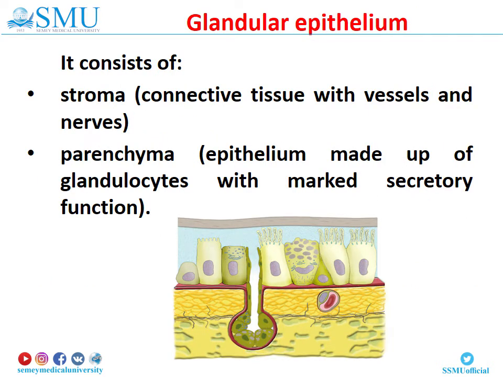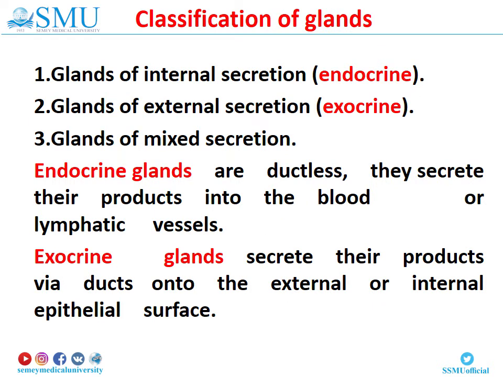Glandular epithelium. Glandular epithelium consists of stroma and parenchyma. Stroma is connective tissue with vessels and nerves. Parenchyma is epithelium made up of glandular cells with marked secretory function.